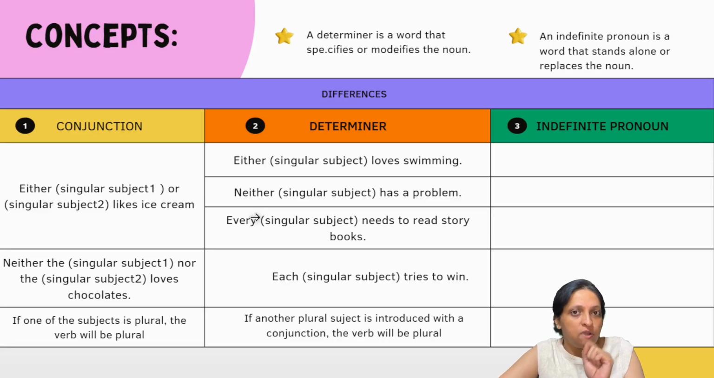Each is a singular word and it will always take a singular subject after it and it will take a singular verb. Again, however, if another plural subject is introduced with a conjunction, so after each, a singular subject, and after this, if we put and and then I introduce another subject which is plural, then the verb will become plural. We are going to see examples of that.